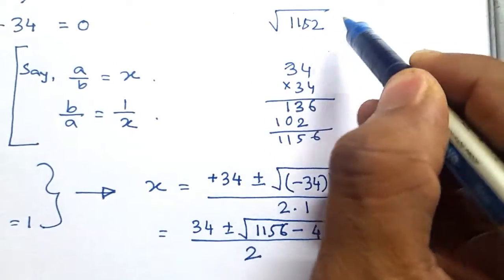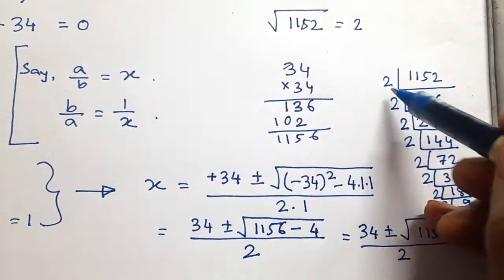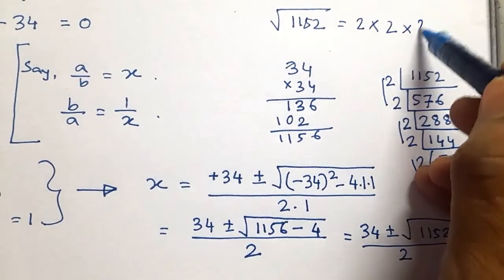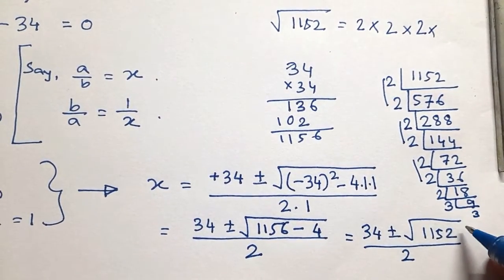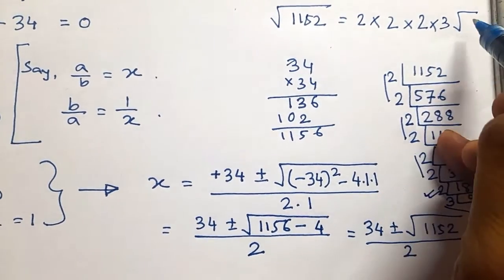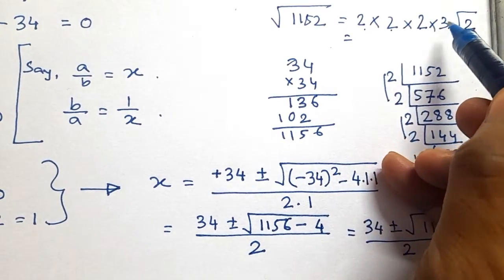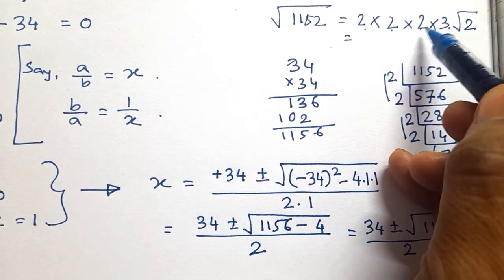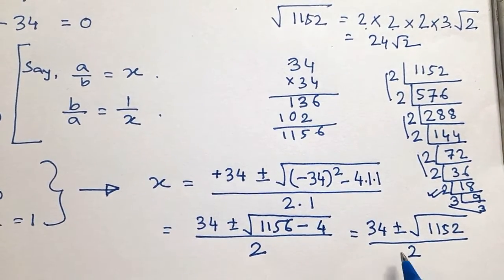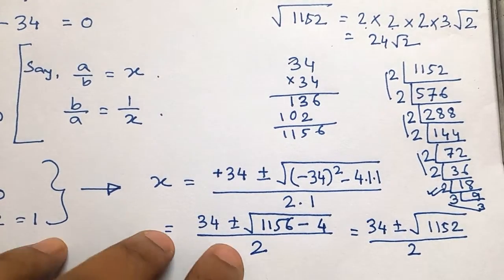So root over of 1152 will be 2, again a 2, again a 2, a 3 into this 2 under the root. So it will be 2 into 2 into 2 into 3, that is 4 into 2 is 8 into 3 is 24 root 2. So we can write this root over of 1152 as 24 root 2.